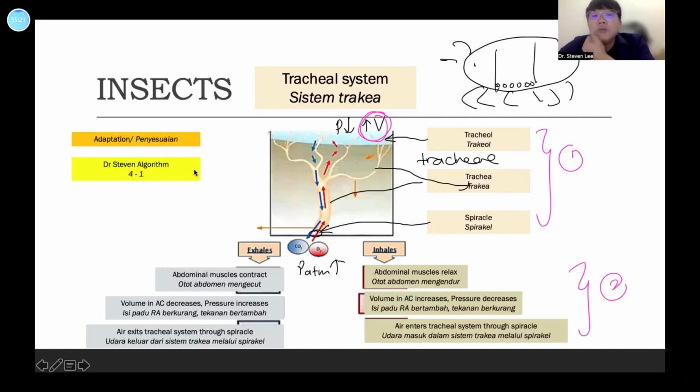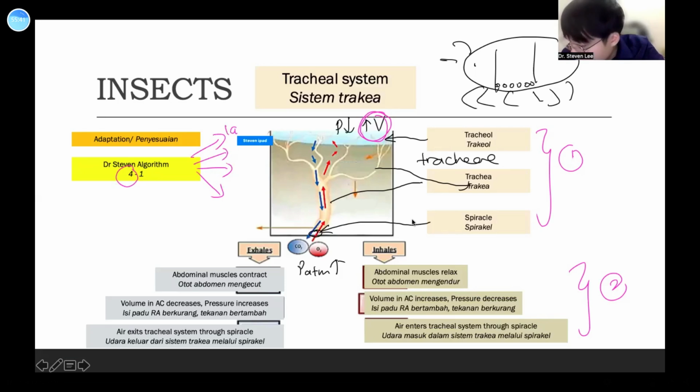So here, I will give you another Dr. Steven algorithm. This algorithm is for you to answer all the adaptations for all the animals because it's actually the same. Why do I say 4 minus 1? Adaptations for human got 4. Can you repeat to me what are the 4 adaptations in human? You must have 2 characteristics with how it helps. Now to save time, I just write the characteristic.